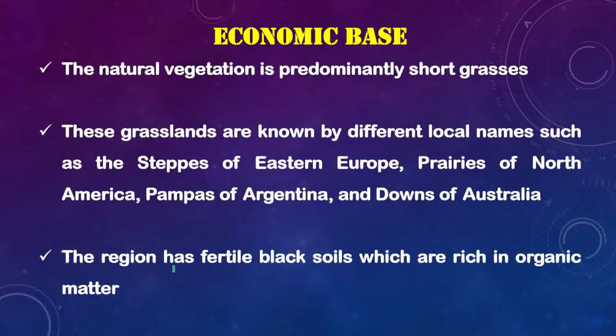Next we'll come to the economic base here. The natural vegetation is predominantly short grasses. These grasslands are known by different local names such as the steppes of Eastern Europe, prairies of North America, pampas of Argentina, and downs of Australia. The name pampas has come from pampas deer. This is the home to pampas deer. This region has fertile black soils which are rich in organic matter. So the soil here is fertile.